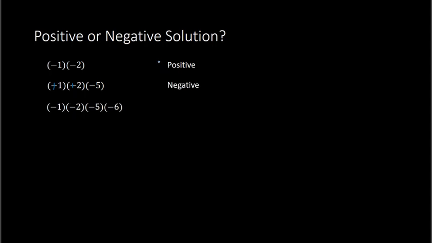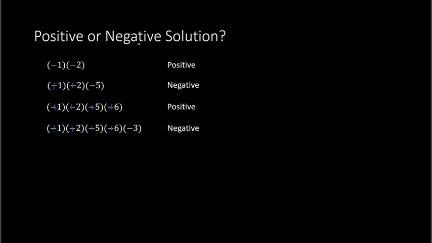Okay, what about 4 negatives? So the two negatives, -1 times -2, would make a positive number. And then the two negatives here, -5 times -6, would be a positive number as well. So we have positive times positive gives me a positive number. Okay, what about 5 numbers? So the first two negatives would make a positive. The second two negatives would make a positive. So we have positive times a -3. Positive times negative would be a negative number.